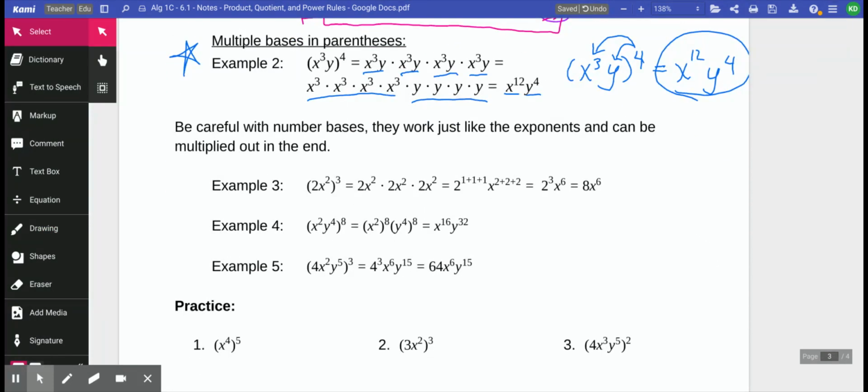Okay, it says be careful with number bases. They can work just like exponents and can be multiplied out in the end. Sometimes they're too big, but sometimes we can multiply them out. So let's see an example of that.